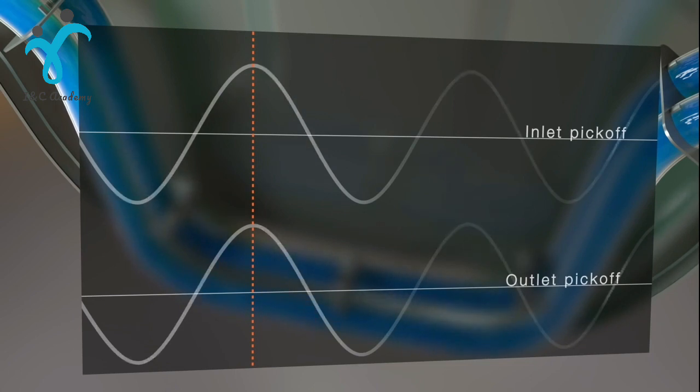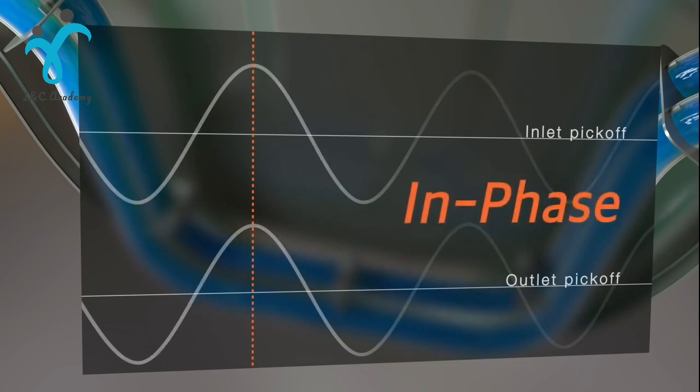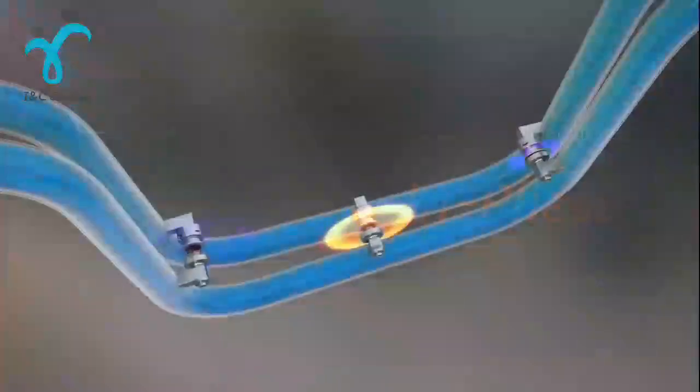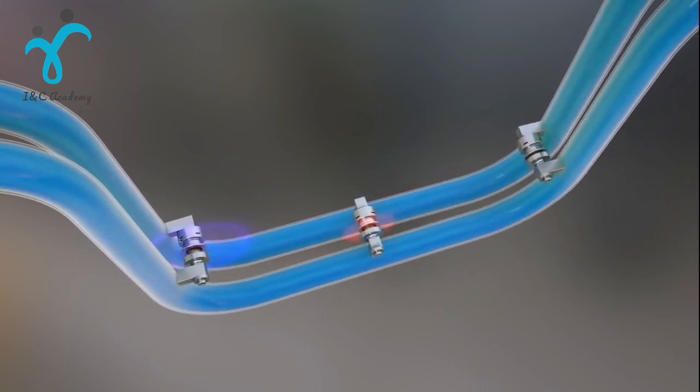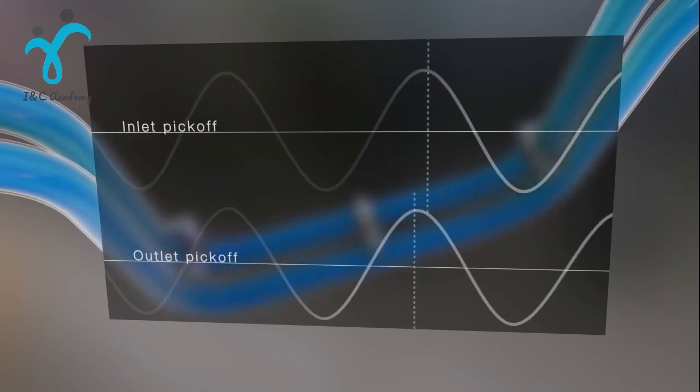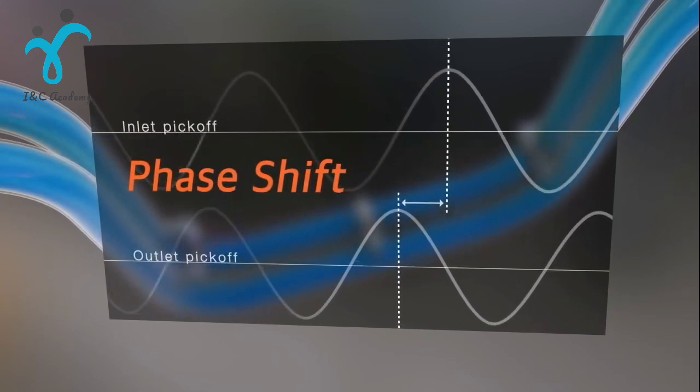When there is no flow, the inlet and outlet sine waves are in phase, meaning they are in a synchronized motion. When fluid is moving through the sensor's tubes, Coriolis forces are induced in both flow tubes. These forces cause the flow tubes to twist in opposition to each other. As a result of the twist in the flow tubes, the sine waves are now shifted in phase with respect to each other and are asynchronous.